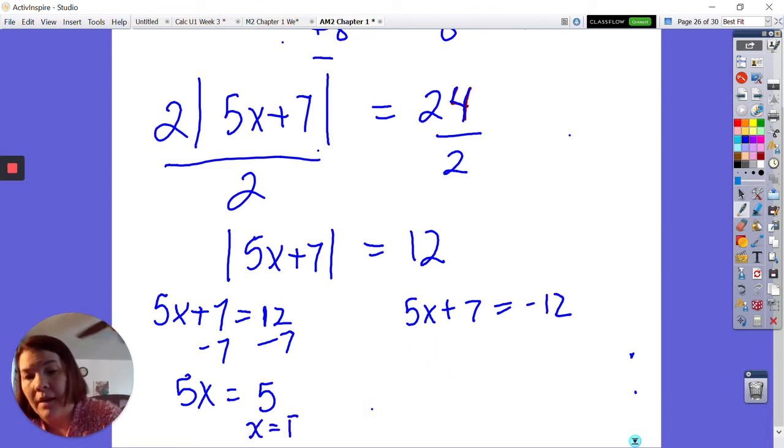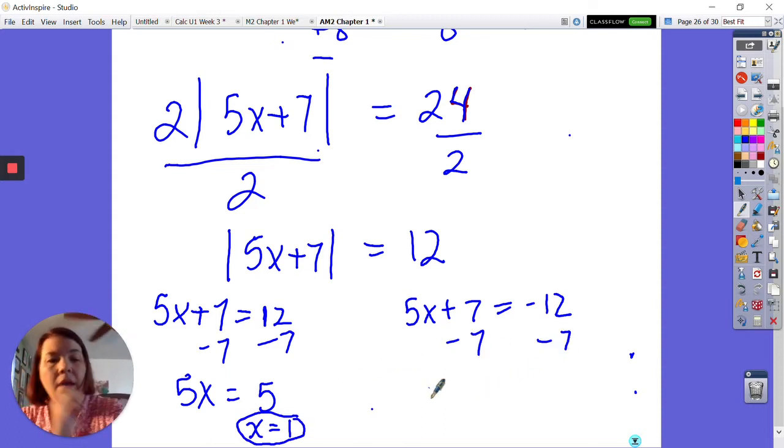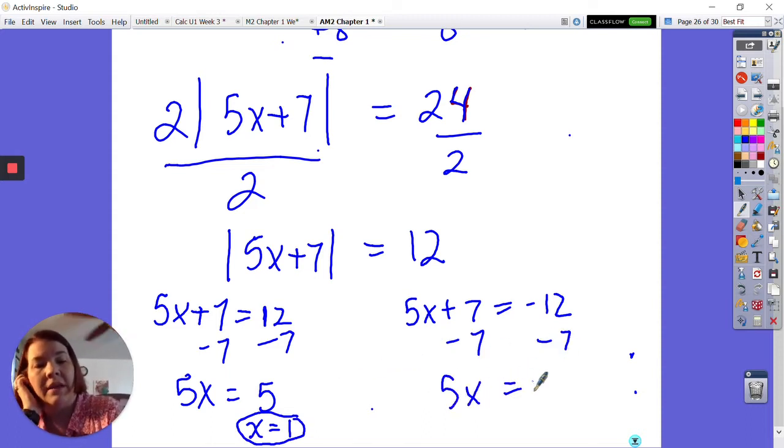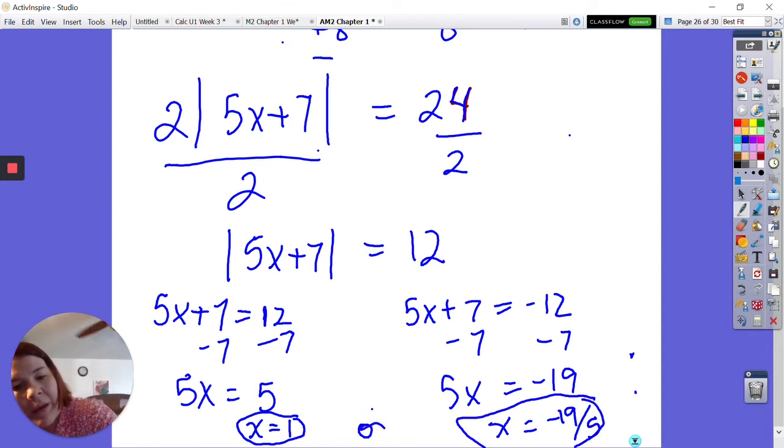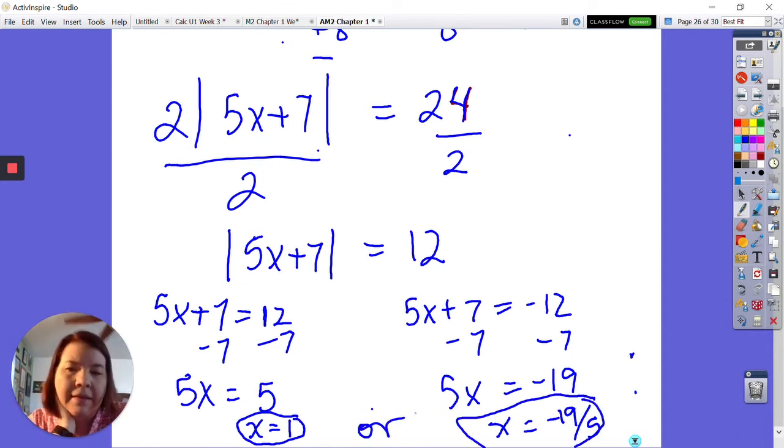This one we subtract 7, and we get 5x equals negative 19, and x equals negative 19 over 5. I found often, and maybe it's just the way I make up problems, that one of them's a nice number and the other one's not. It just depends. Sometimes they're both wrong.